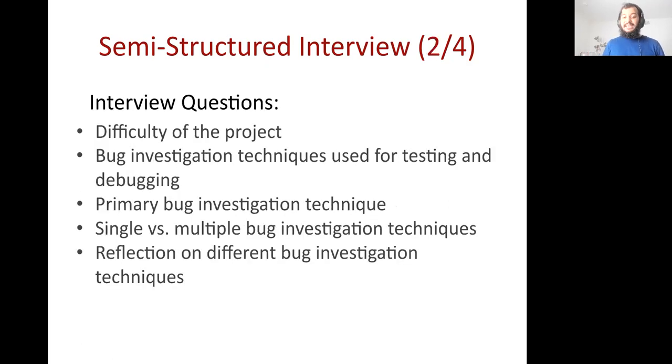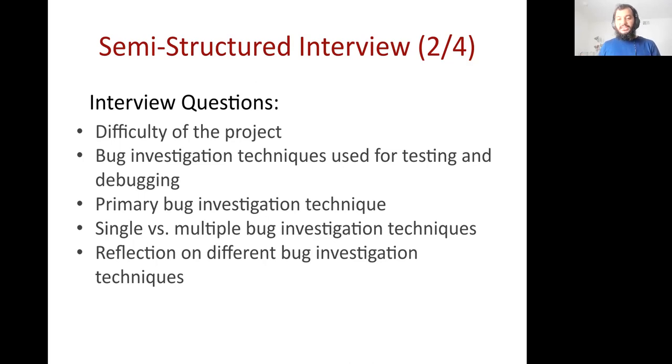We asked different questions regarding the difficulty of the project, the different bug investigation techniques they used, what the primary bug investigation techniques were that they used, whether they used a single technique or a combination of multiple techniques, and their reflection on different bug investigation techniques.